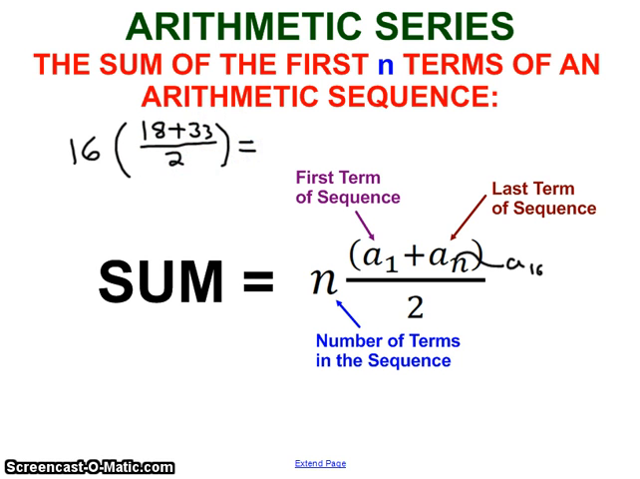So let's see what we get here when we put this into the calculator. We get a grand total of 408 seats. And so we did that pretty quickly and pretty easily just by knowing the number of seats in the first row, the number of seats in the last row, and how many rows there were.